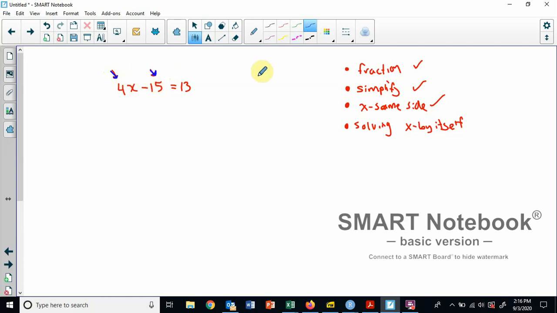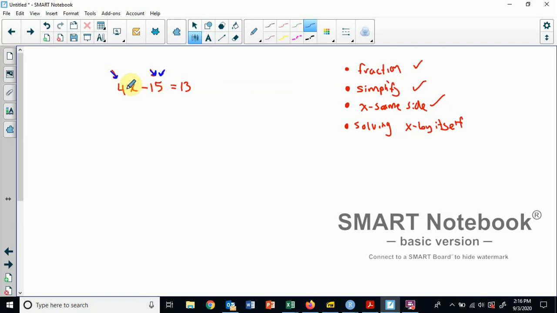I'll go ahead and tell you, after you kill off fractions, simplify, and get the x on the same side, all your problems will be very similar to this. They'll all be two-step solves, or if you're lucky, one-step solves. But when you're looking at this, we always start further away. It's kind of reverse order of operations.